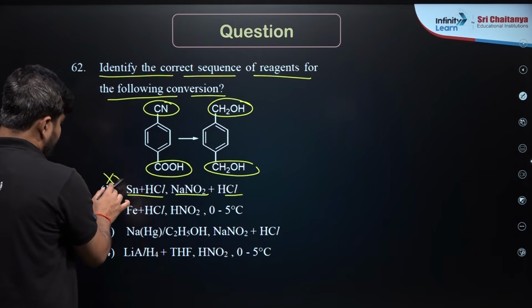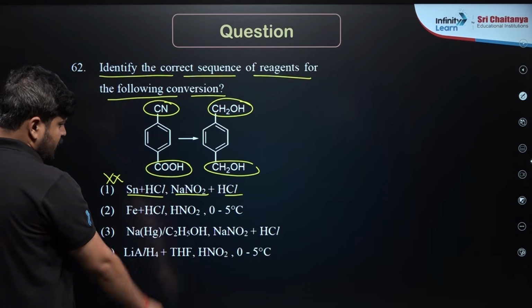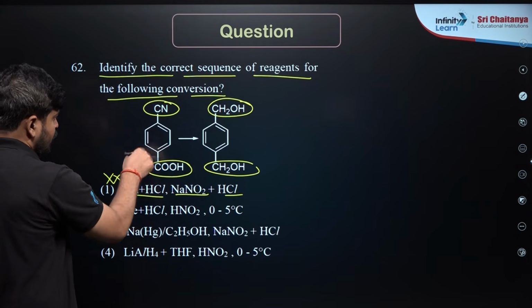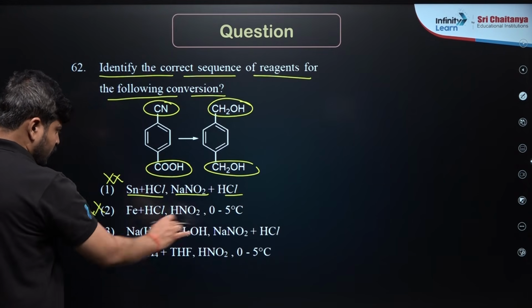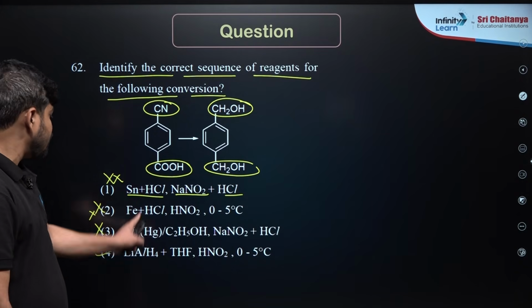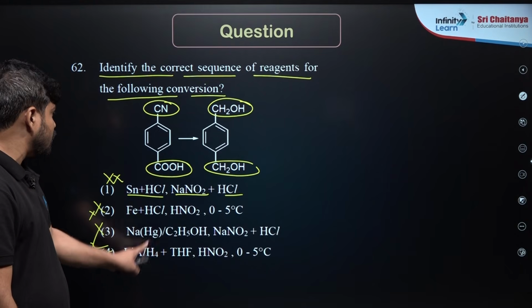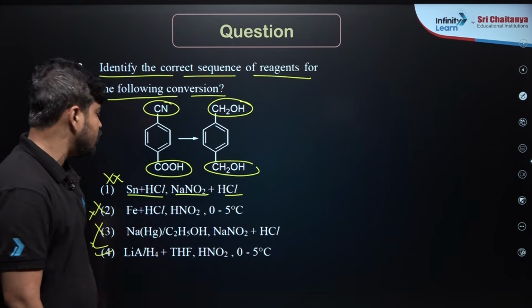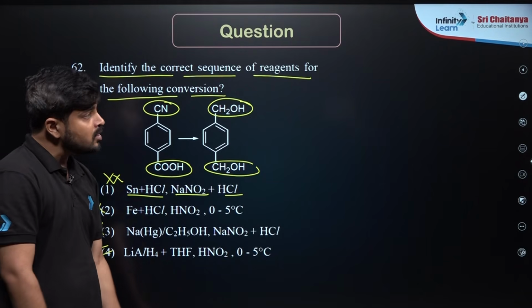So this one we are not going to use here. Fe plus HCl, HNO2 at 0 to 5 degrees Celsius, this one also is not possible because both groups have to change. The fourth one is the correct answer. Firstly we have to use LiAlH4, which is going to reduce both. After that THF, HNO2 we can use, and then both will change. So the fourth one is the correct answer of this question.